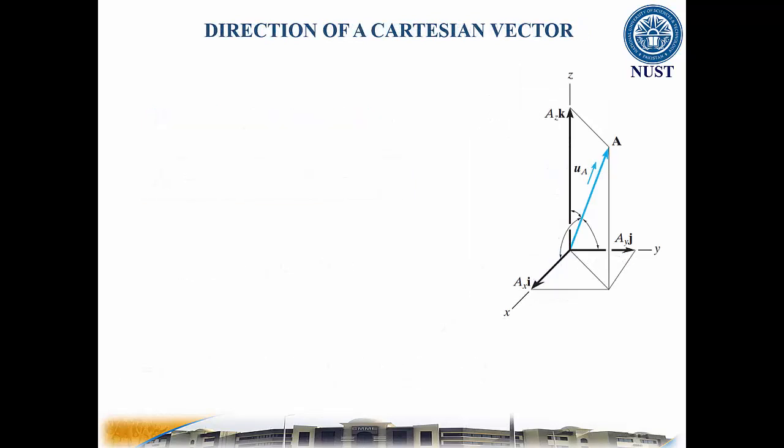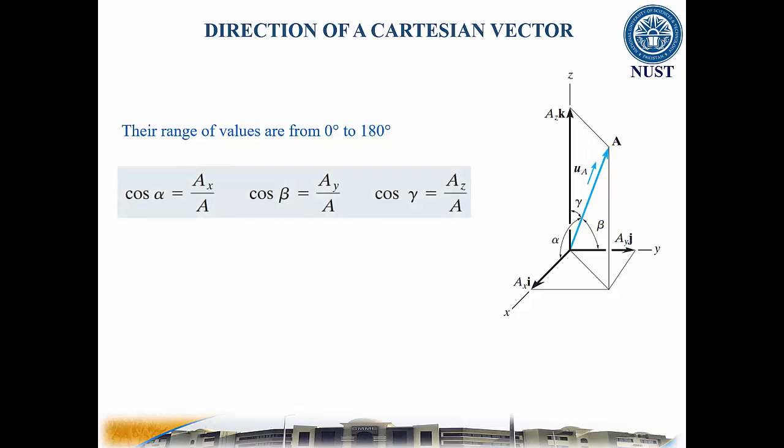The direction or orientation of vector A is defined by the angles alpha, beta, and gamma. These angles are measured between the vector and the positive x, y, and z axes respectively. Their range of values is from 0 to 180 degrees. Using trigonometry, the direction cosines are found using these equations.